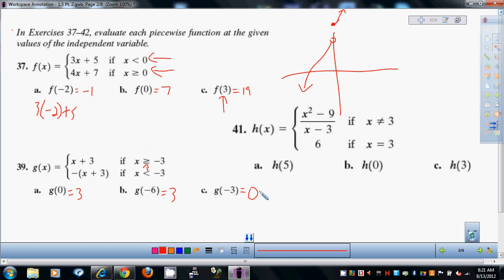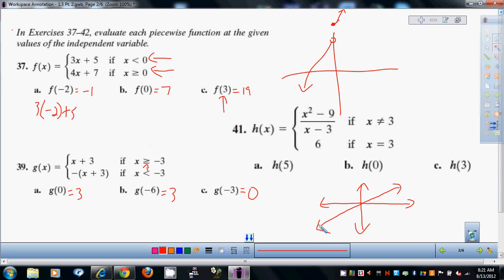41 would look a little different than all the others because 41 is going to basically be something like this. I'm going to sketch it down here. It's just one big equation. I don't know exactly what it looks like, but it's one big equation, except at one exact point, we're going to graph something different. And what point is that? What point are we graphing something different at? What x value?